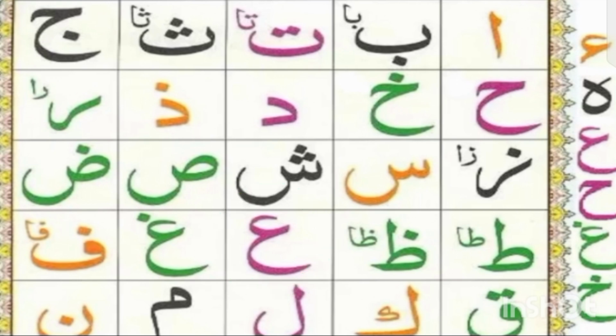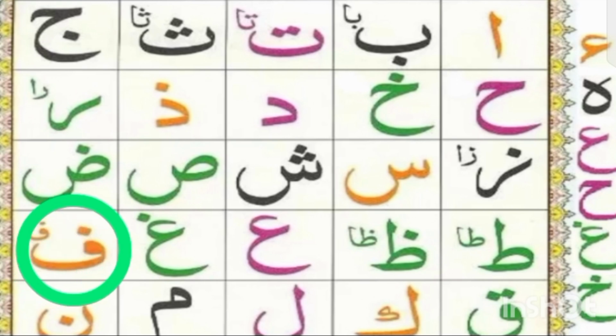The next is Ghain, Ghain. Throat letter, heavy letter. Ghain, Ghain, Ghain. Upper back part of the throat. Fa, fa, fa. This is Fa.